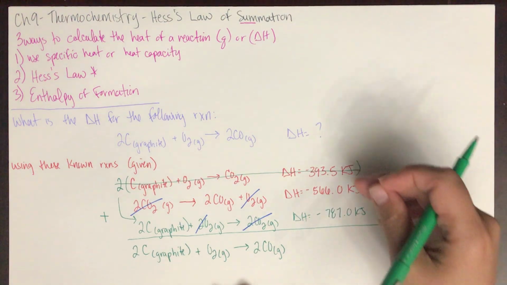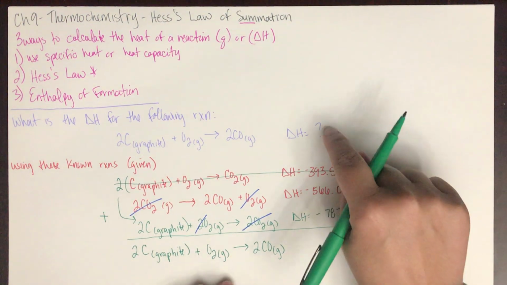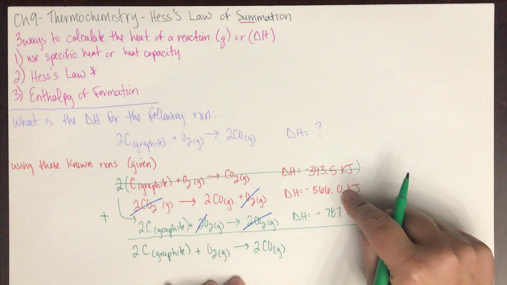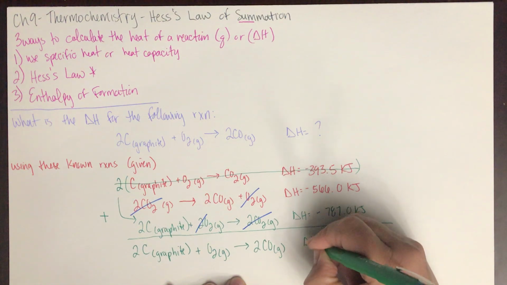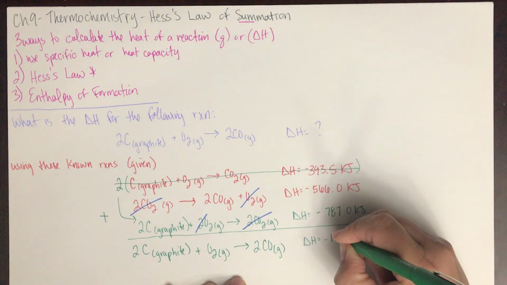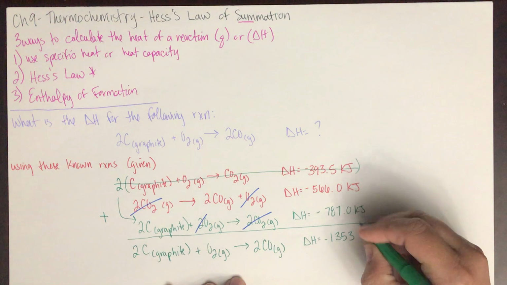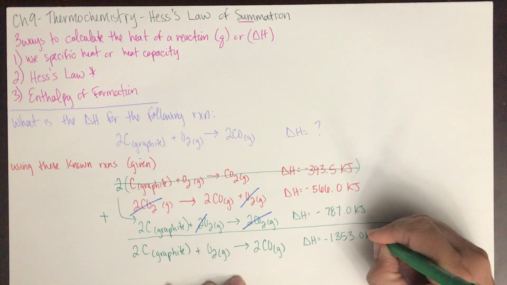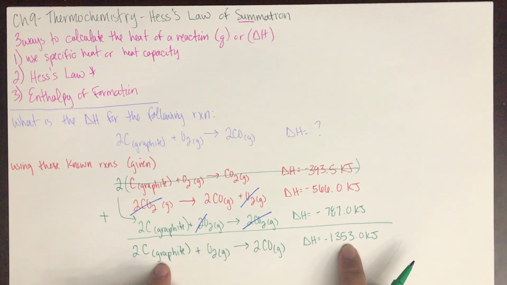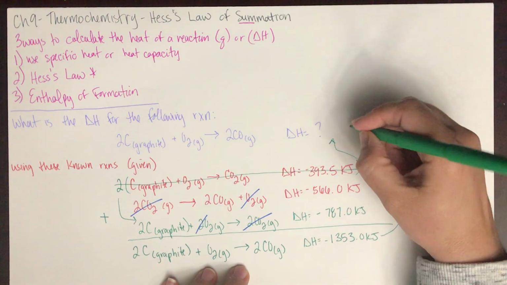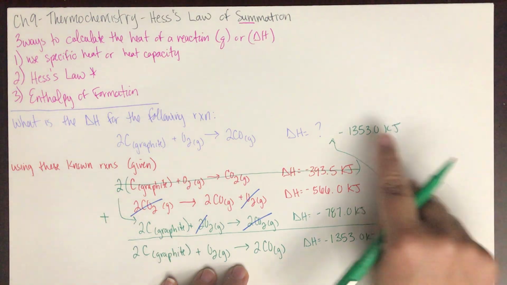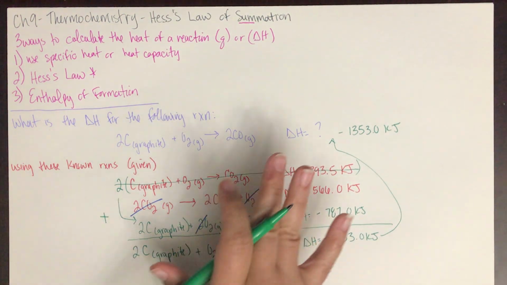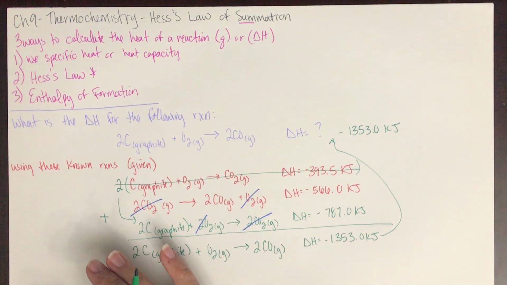When I do this, I also can add these enthalpy changes together. When I add negative 566 plus negative 787, I get about negative 1,353.0 kilojoules. So this is the enthalpy change for this reaction. Negative 1,353.0 kilojoules. That's the enthalpy change for this reaction that was unknown. So this is Hess's law of summation.